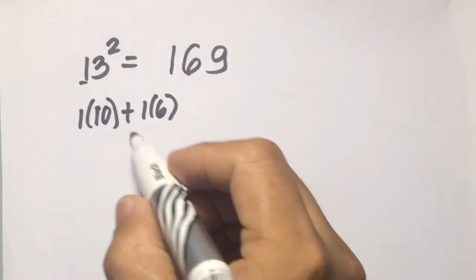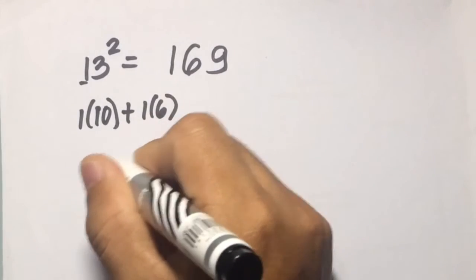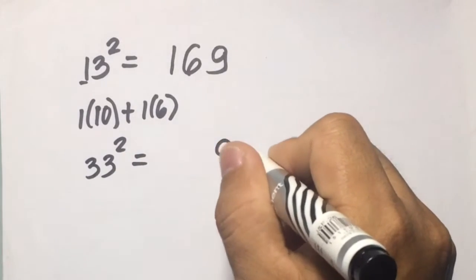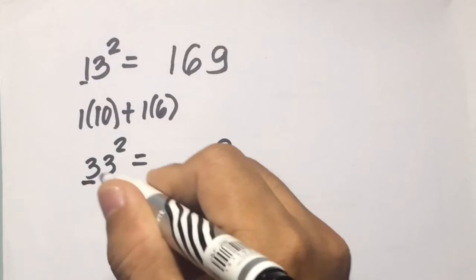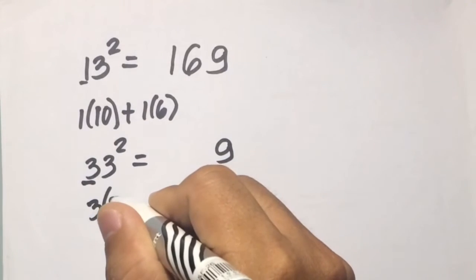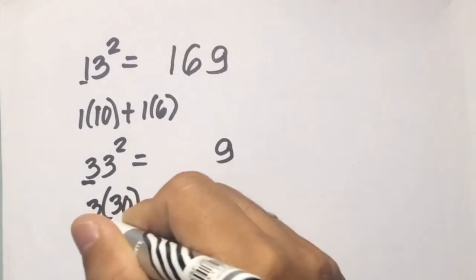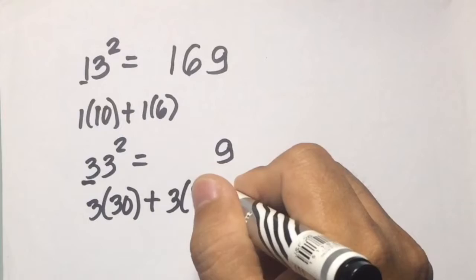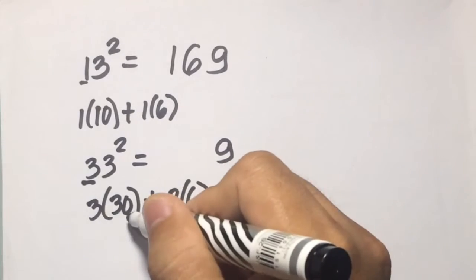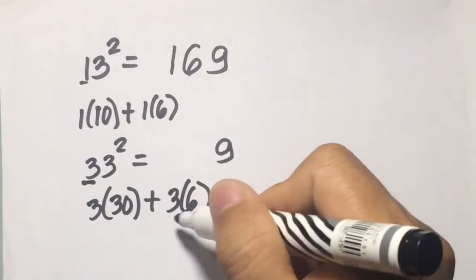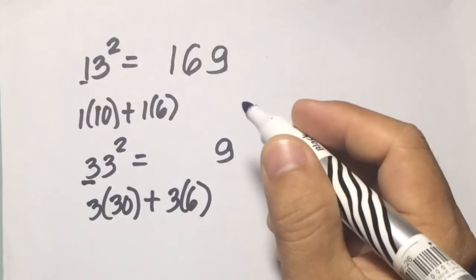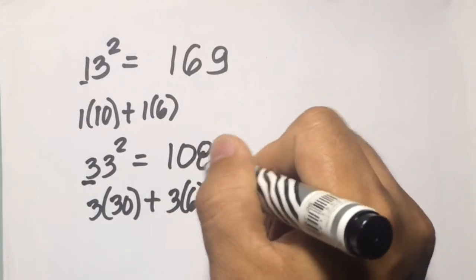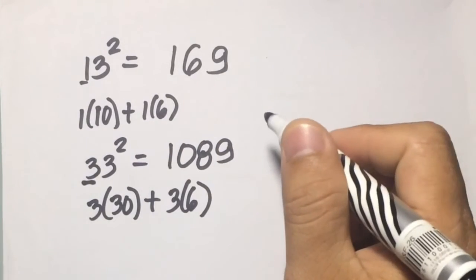Another example, let's have 33 squared. So in here, your last digit will be 9. Then your first digit here is 3. So you're going to have 3 times 30 plus first digit times 6. So 3 times 30 is 90. Then 3 times 6 is 18. So 90 plus 18 is 108. So that will be the number that you're going to put in here. So 33 squared is 1089.